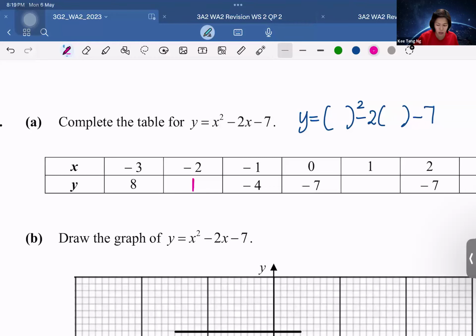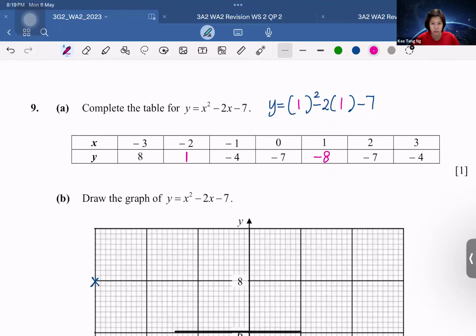Then the next question, the answer here: 1 squared minus 2 times 1 minus 7. What answer do you get? I got -8. Is it correct? Correct, -8.